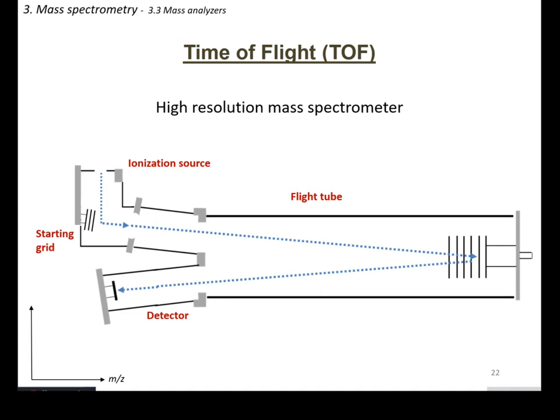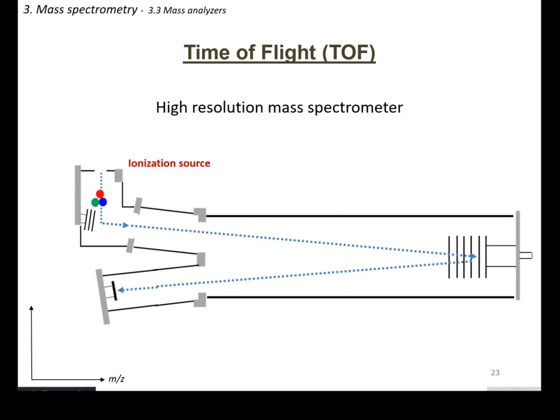So this is the principle. Here you have this draft. You have the ionization source, and then a starting grid, which is a pusher, an electromagnetic pusher that will push the ion through the tube. At the end of the tube, you have what we call a reflectron. This is another pusher, and it will send the ion in the opposite direction. The idea is to double the time of flight, so the precision on the time will be more accurate. Finally, you have a detector that will count the ions. And at the bottom left, I show you the kind of mass spectrum it will give.